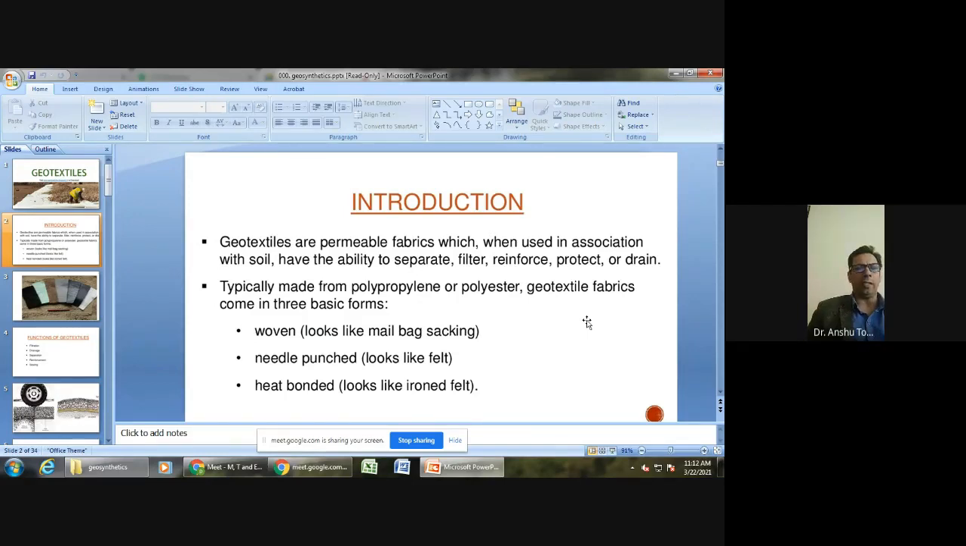Permeable means anything which can let moisture or water pass through it. But there is a degree to permeability. That permeability can be designed. So, geotextiles are permeable fabrics which, when used in association with soil, have the ability to separate, filter, reinforce, protect, or drain.